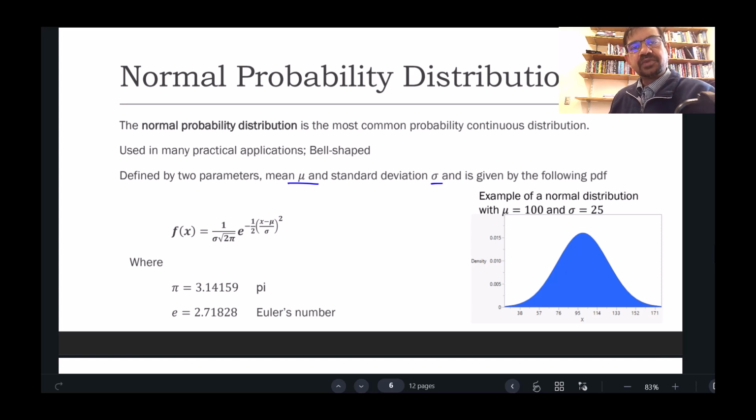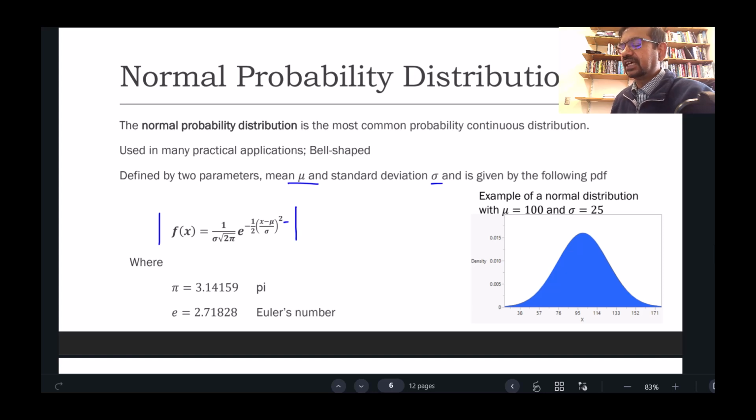The density function for the normal distribution looks like this intimidating, scary formula, but we will not really work with this formula directly. We'll work with what we call a standard normal distribution, which I'll introduce in just a little bit. But the density function is given by 1 over sigma root 2 pi e to the power negative 1/2 x minus mu, which is the mean, divided by the standard deviation, the whole squared, where pi is the usual 3.1415, and e is the Euler number, the natural number, 2.718.